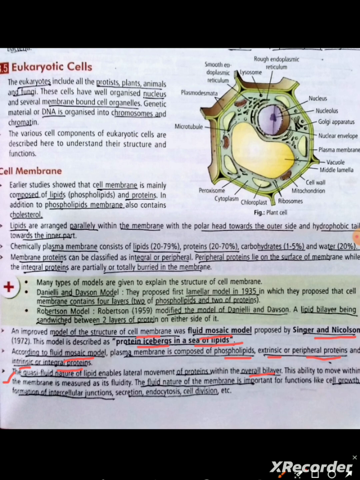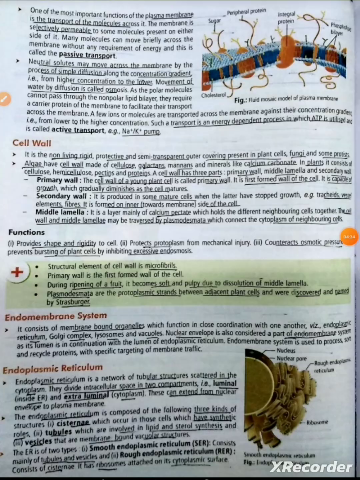The fluid nature of the membrane is important for functions like cell growth, formation of intercellular junctions, secretion, endocytosis, and cell division. One of the most important functions of the plasma membrane is the transport of molecules across it. The membrane is selectively permeable to some molecules present on either side of it.